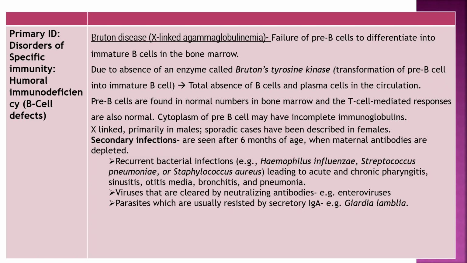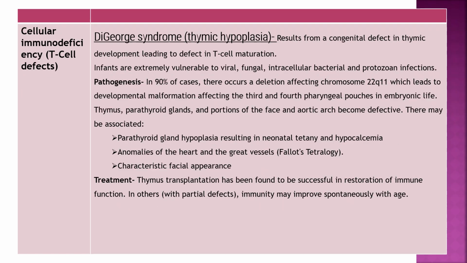Pre-B cells are found in normal numbers in bone marrow, and T cell mediated responses are normal. The cytoplasm of pre-B cells may have incomplete immunoglobulin. It is X-linked, primary in males. Sporadic cases may be seen in females. Infections are seen after 6 months because the maternal antibodies are depleted. So there are recurrent bacterial infections, then viruses that are cleared by neutralizing antibodies such as enteroviruses, and parasites like Giardia lamblia.